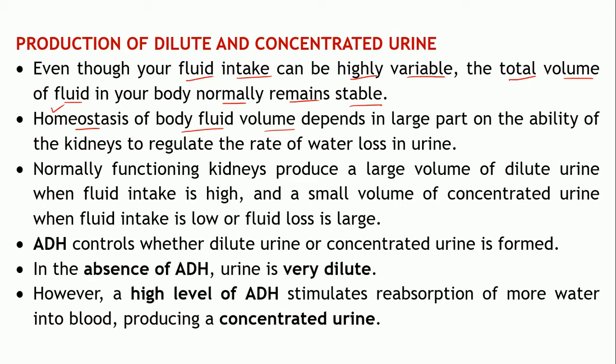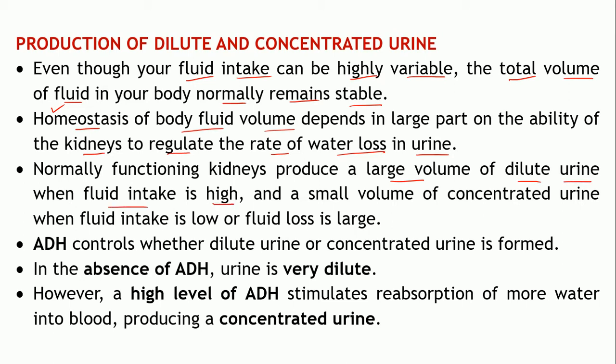So according to the requirements of the body, the kidneys are able to regulate the rate of water loss in the urine. The amount of water which is lost in the urine can be altered depending upon the situation or the requirements of the body. Now normally the kidneys produce a large volume of dilute urine when the fluid intake is high.